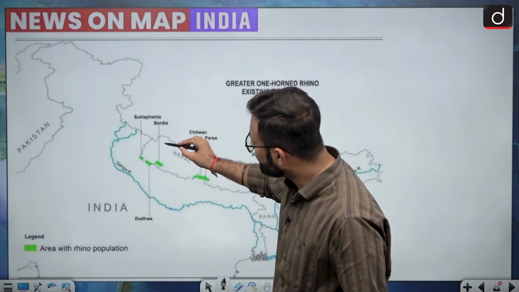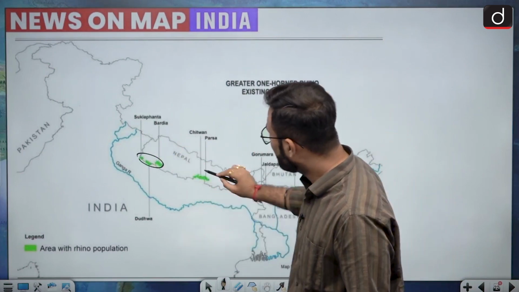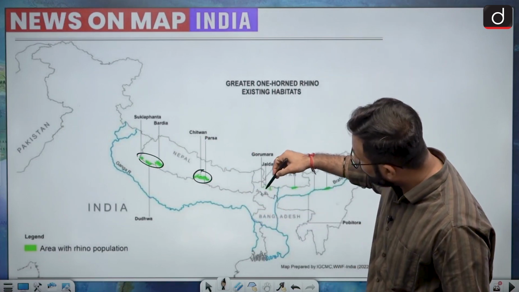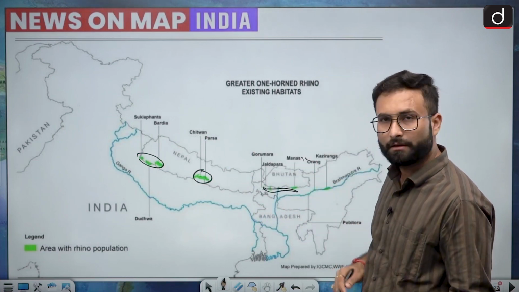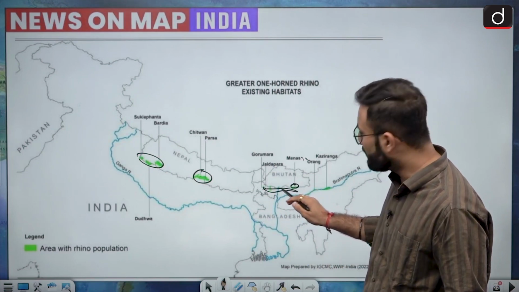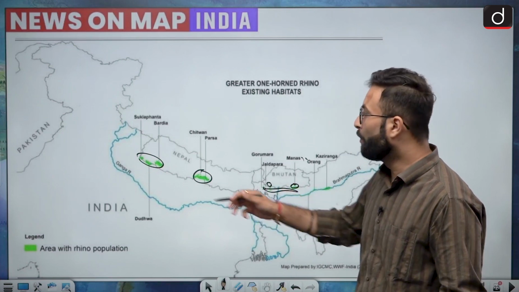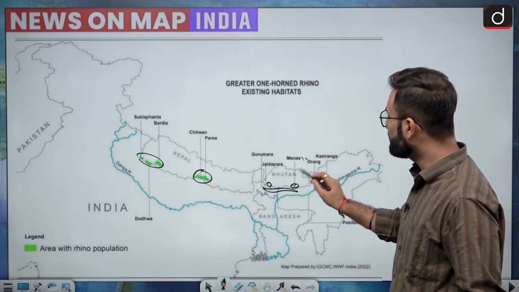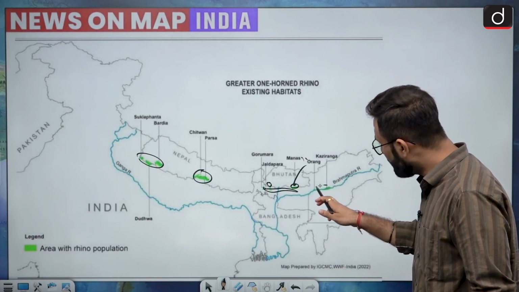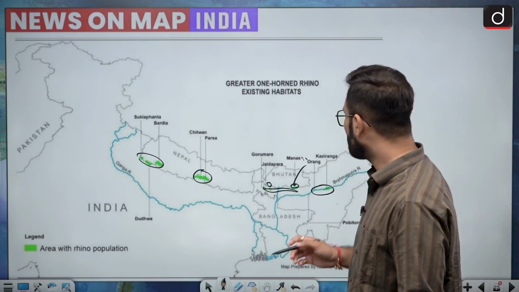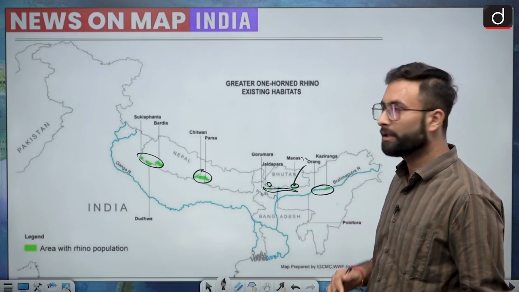There are certain pockets in Nepal. Coming to the next one, this is the area of Assam, where we can find them. Some part over here, we can find them in Bhutan as well. So mostly they are found in India, Nepal, and sometimes you can sight them in Bhutan as well. Now here we have Kaziranga, which is in Assam. Most of them are found in Kaziranga.